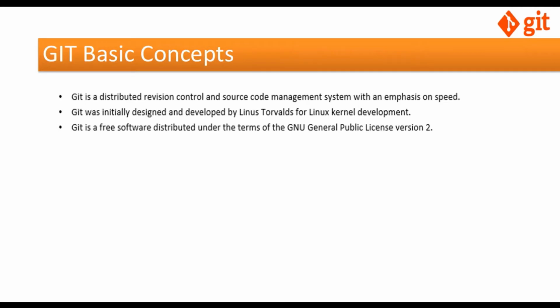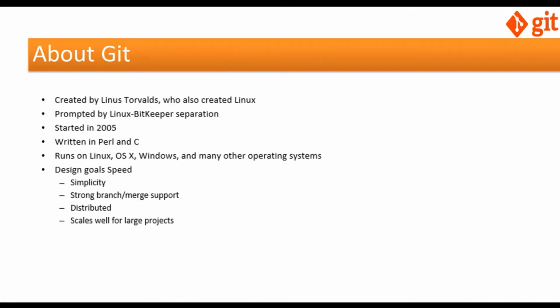So, the basic concept of Git and why it's required. Git is a distributed revision control and source code management system with an emphasis on speed. Git was initially designed and developed by Linus Torvalds for Linux kernel development. I'm sorry for the wrong pronunciation of the name. Git is free software distributed under the terms of the GNU General Public License version 2.